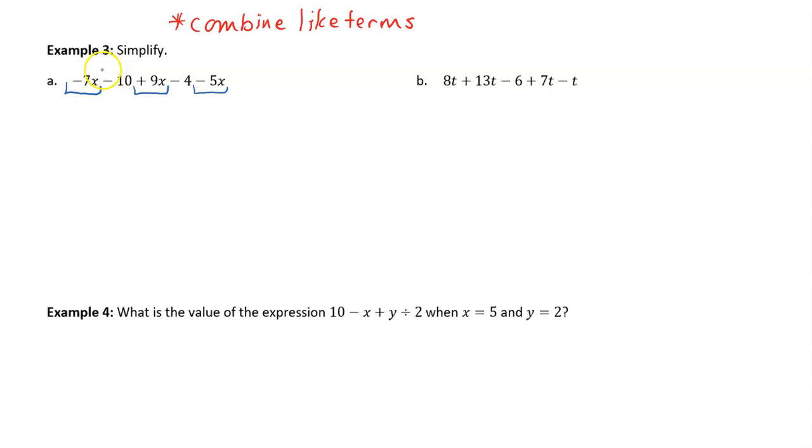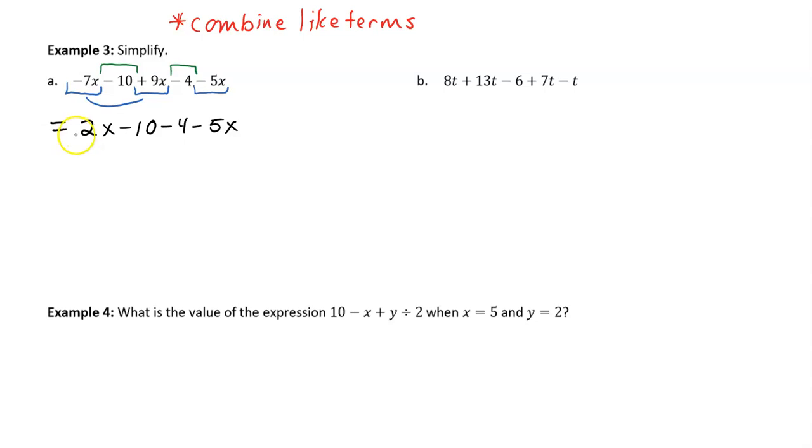The other like terms we can talk about are the numbers, right? The negative 10, the minus 4. Those are only values. They have no variable to them. So I'm going to be able to combine those pieces. So if I combine my x values first, let's do that. We'll do the negative 7x plus the 9x. That'll give us a nice positive 2x. We'll keep everything else and work our way forward.